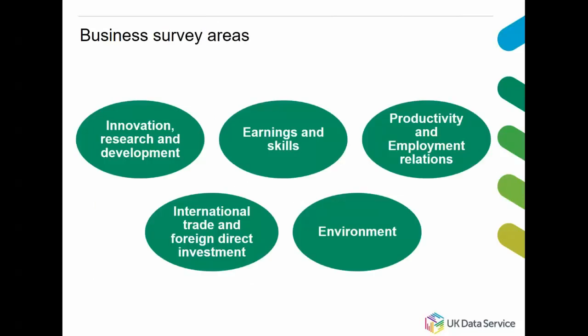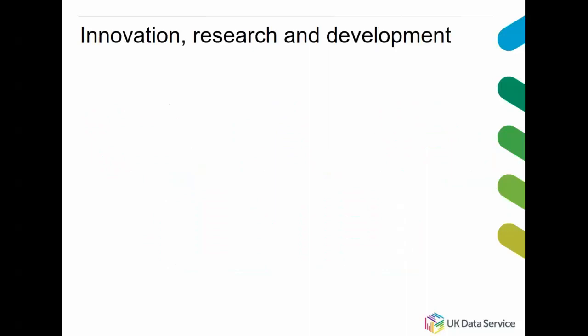So this is what we're going to look at today. We've broken this down into five broad areas: innovation, research and development; earnings and skills, productivity and employment relations; international trade and foreign direct investment; and the environment. Let's have a look at the first of these broad areas, innovation, research and development. So what have we got here?